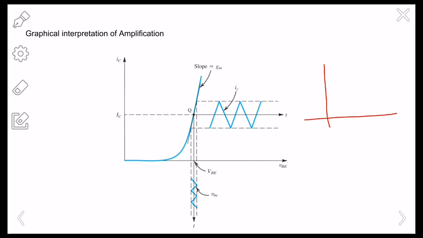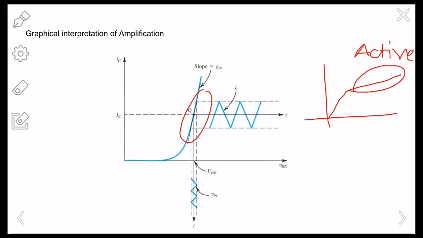We know the characteristic curve of the BJT, and we'll be taking the active region. This is the active region for our amplification, because in the active region we get a good amount of slope right here. Okay, and we'll be actually drawing a curve.